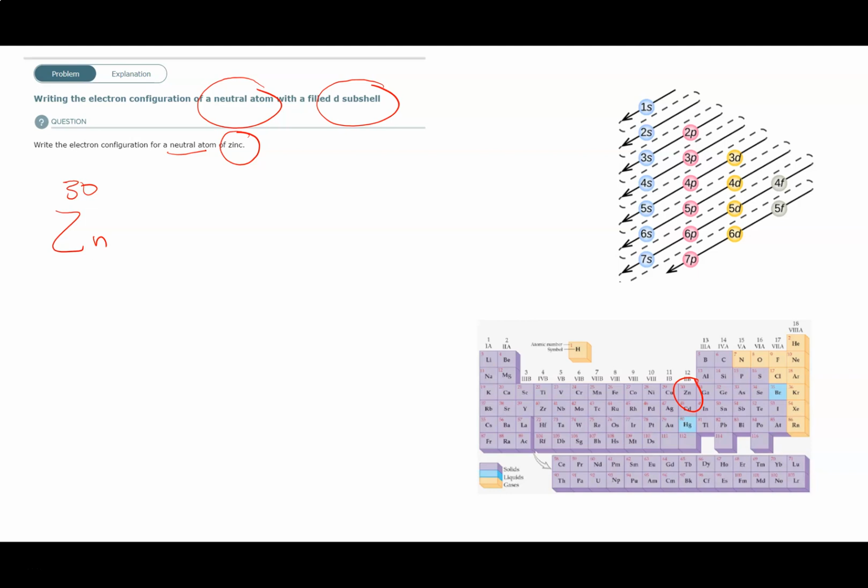So let's number the periods. I always like to number it on the right hand side. 1, 2, 3, 4. So I know, because this is the n minus 1 d, that it's in period 4, and it's going to end at 3d10. Right, that's where it's going to end. So I always know where it's going to end.